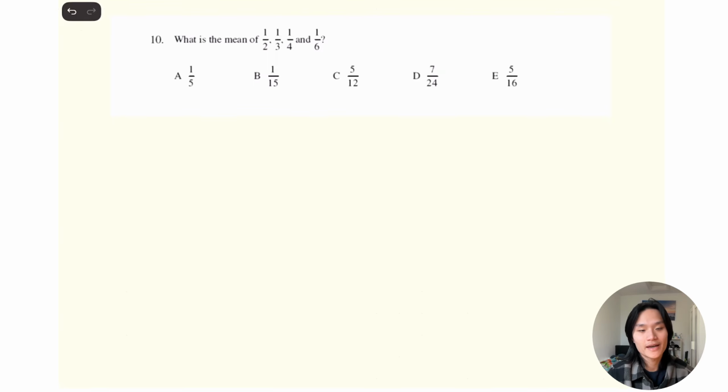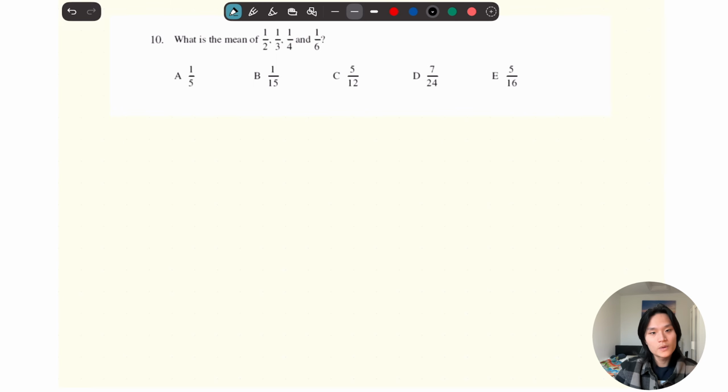Today I want to show you quite a simple little problem I found, and it's about finding the mean of four fractions. So we need to find the mean of a half, a third, a quarter, and a sixth. So how do we find the mean?